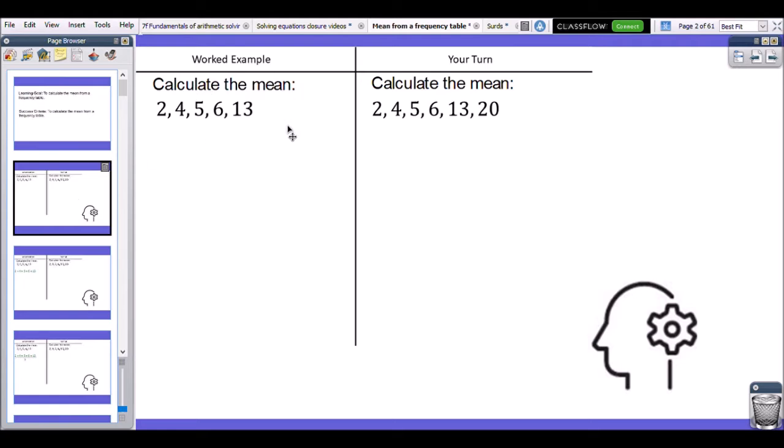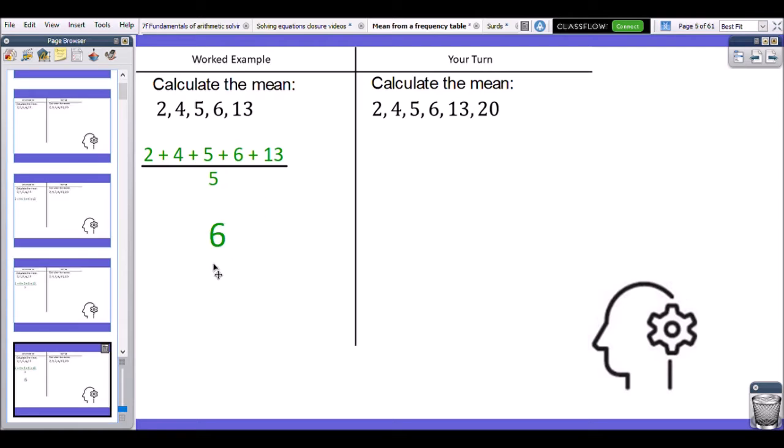All I need to do, so for my 1, 2, 4, 5, 6 and 13, I'm going to take the sum of all these pieces of data first of all. So that simply means I just need to add them together. Once I do that, I'm going to divide it by the amount of pieces of data that I have. So I have 1, 2, 3, 4, 5 pieces of data. Therefore, I take the sum of them and I divide by 5, and that gives me a mean of 6. So the mean is a type of average.